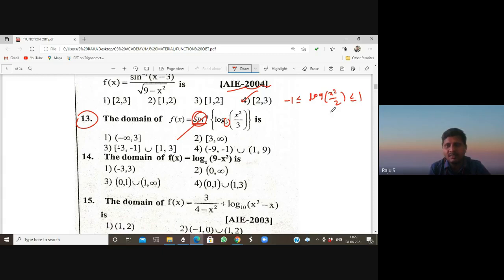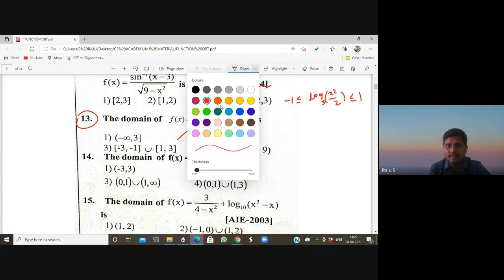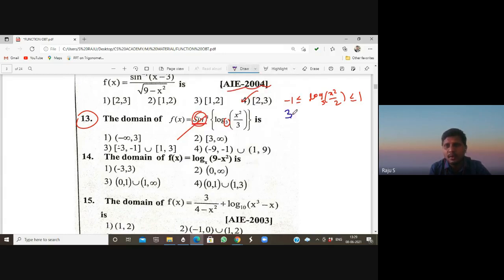Right. Completed. Now, I need to eliminate this log also, but what is the base? The base is given as 3. So when the base is 3 here, we should take the exponential function: 3 power minus 1, 3 power log 3, 3 power plus 1. Now the base of log and the exponential will be the same and get cancelled. So 3 power minus 1 lesser than or equal to x squared by 2 lesser than or equal to 3 power 1, which is 3.